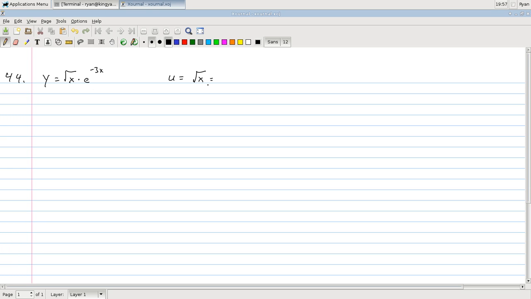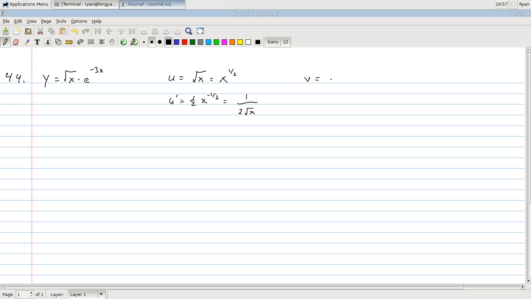And to find the derivative, it'll be easier to write this in terms of a power, as x to the 1/2. Then u prime, if we apply the power rule, is 1/2 x to the negative 1/2, or rewriting this in terms of radicals, is 1 over 2 square root of x.